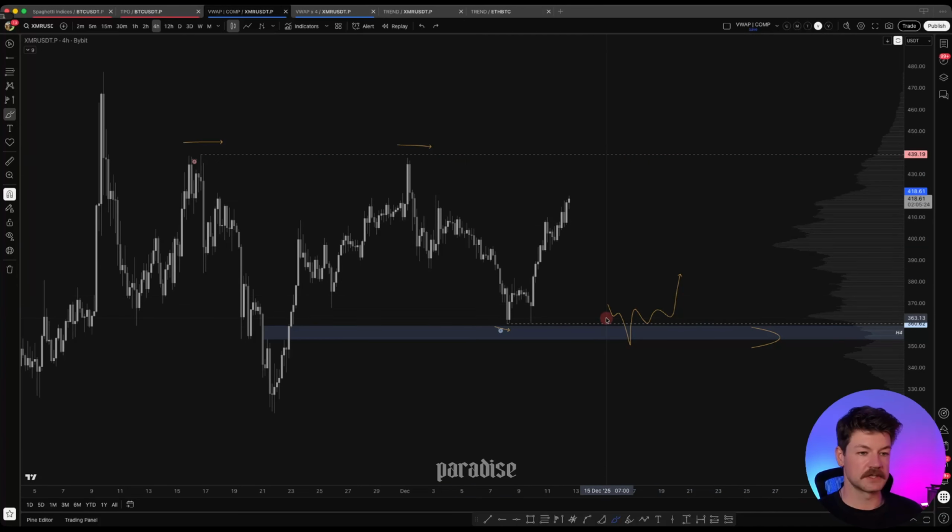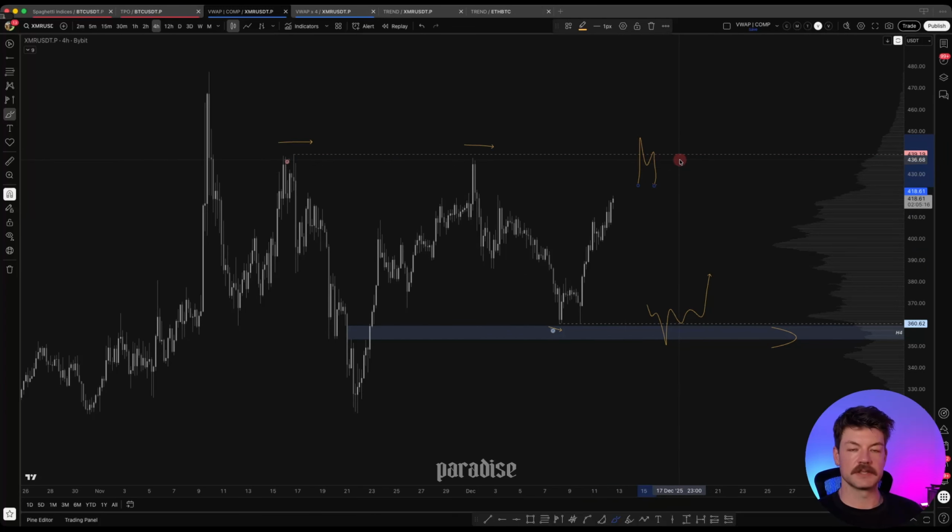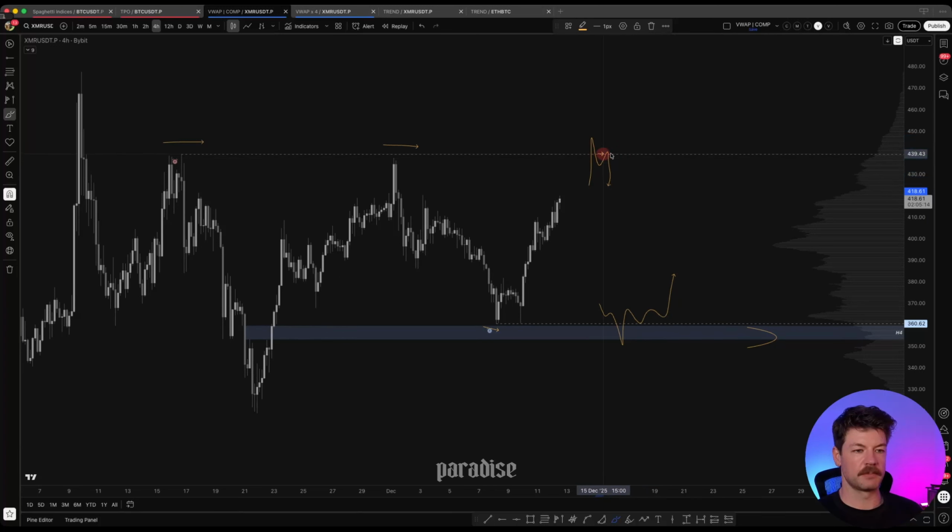This is pushing up quite nicely, but if we do come down to 360, I'm looking for a long. Conversely, if we get up here, I might be looking for a short. I don't know yet, just because we need to see how the broader market looks. But if I get a bearish trigger on a low time frame here, I'll be looking for that short back down to 360. So that'd be like 440 to 360.